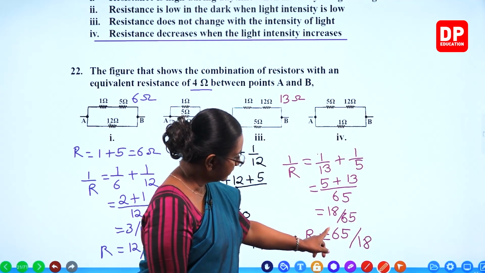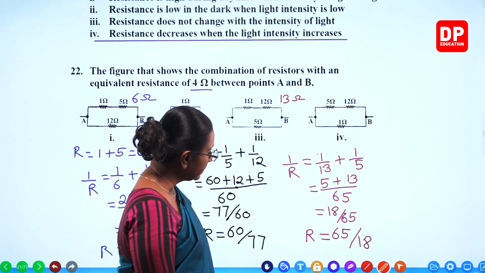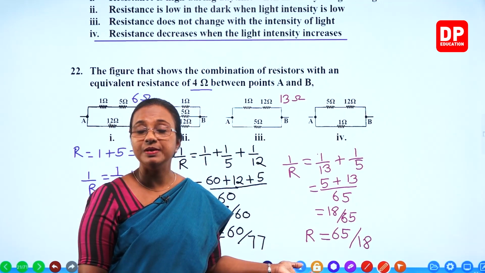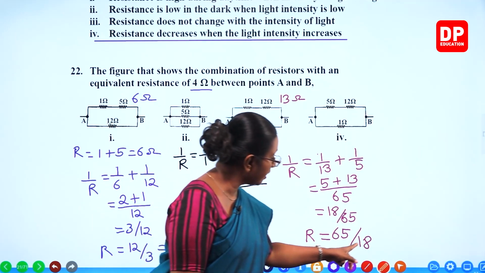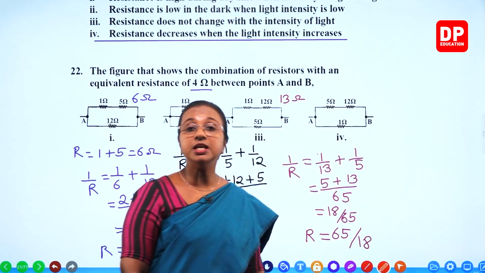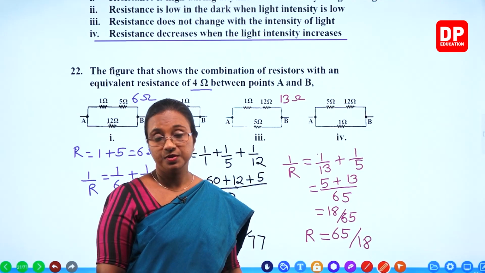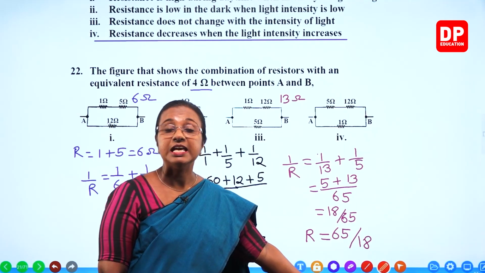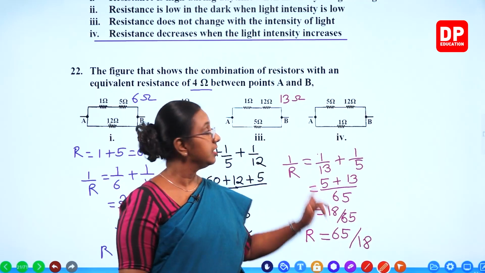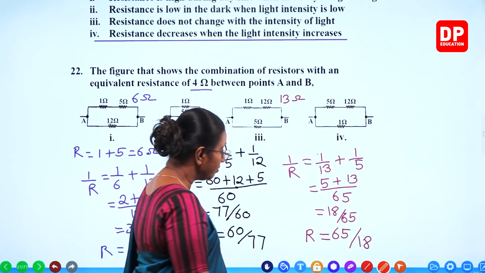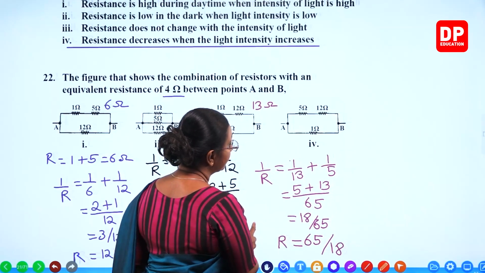Then 65 divided by 18, but it is not going to be 4 because 4 times 18 is going to be 72. So that is less than 4. So this also does not have an equivalent resistance of 4 ohms. Then look at the fourth one, the last one.